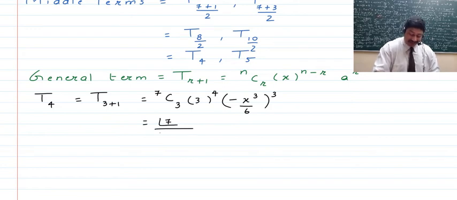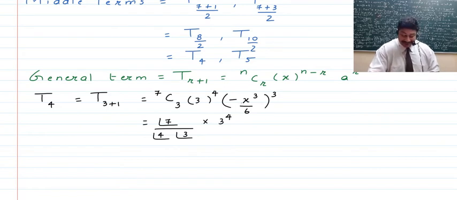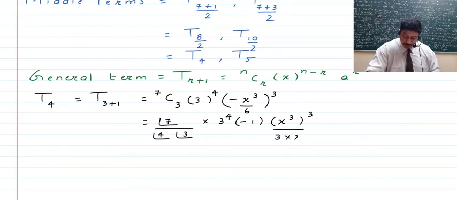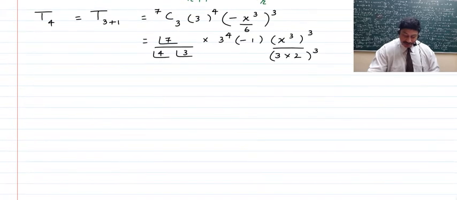Now next, children, we will expand this, and that's pretty simple, as this is going to become equal to factorial 7 divided by factorial 7 minus 3, that is factorial 4, further multiplied in the denominator by factorial 3, the suffix, and then we have 3 raised to the power 4. As minus is raised to the power 3, which is an odd number, we will have minus 1 multiplied with this whole term. And then we'll have x raised to the power 3, which is further raised to the power 3, and in the denominator we can write 3 into 2, which is 6, also raised to the power 3.